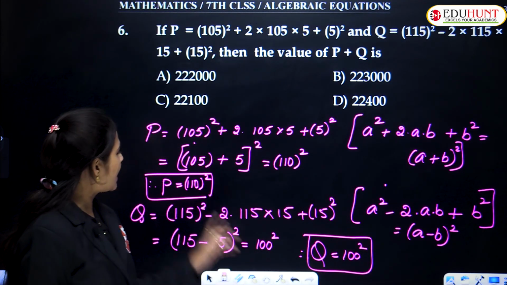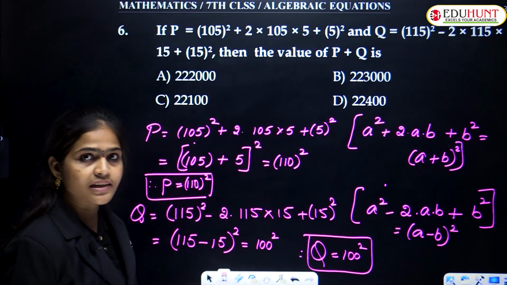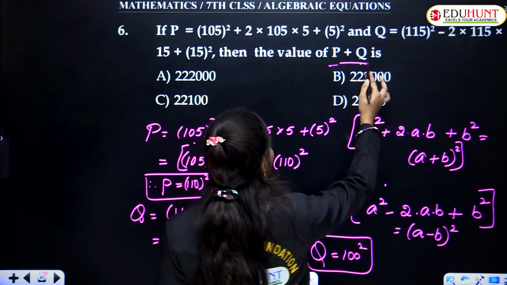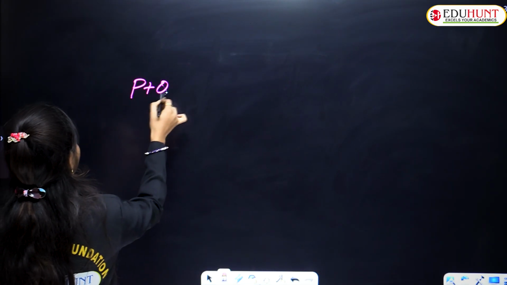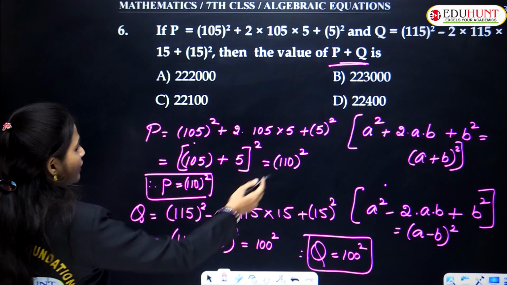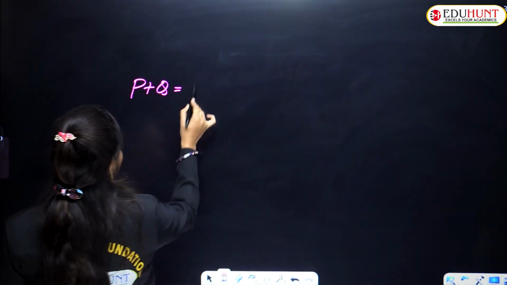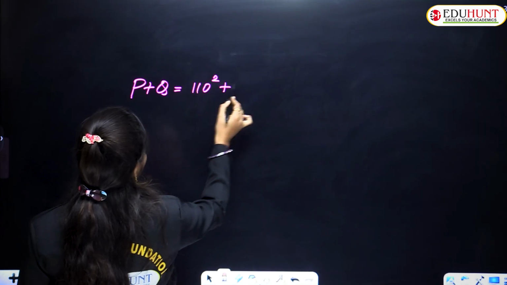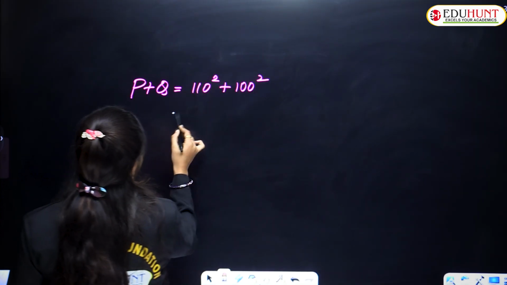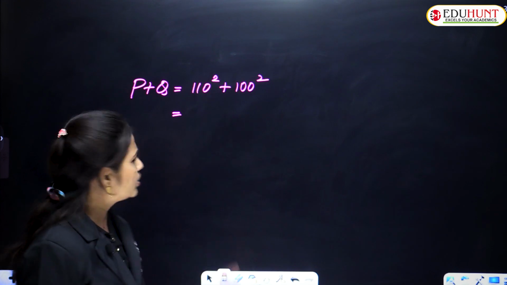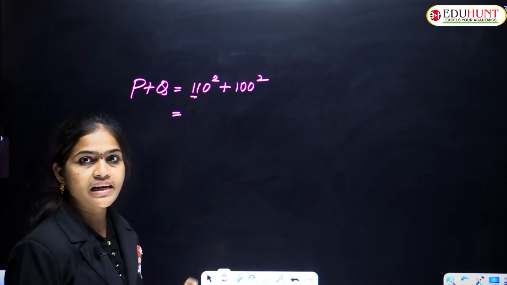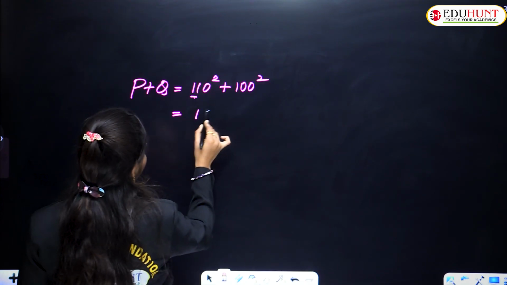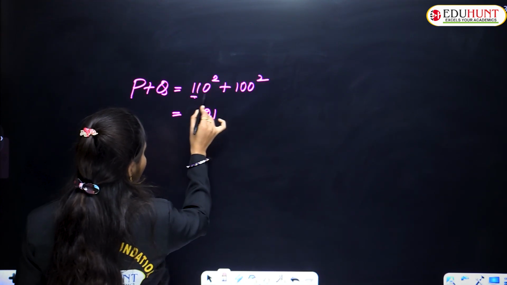Understand? So now we have the P and Q values. What are they asking to find? To find the P plus Q value. So P plus Q. P is equal to 110 square, plus Q is equal to 100 square. So for 110 square, no need to multiply it. Directly, first 11 is there, so 11 square, 11 into 11, 121. And here how many zeros are there?